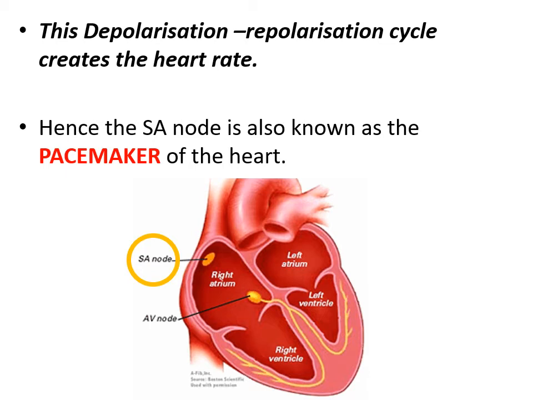So in this picture, you can see the location of the SA node. This is where the SA node is located. This is known as the SA node. It is in the right atrium, close to the opening of the superior vena cava.